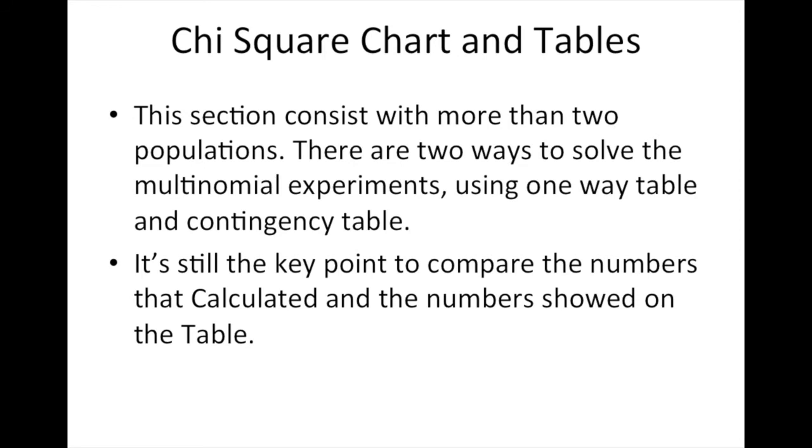And I think the key point is still to compare the number that's calculated and the number shown on the table. And here's the formula. X squared equals the sum of (O minus E) squared divided by E. So firstly, I'm going to show you guys what a one-way table is.